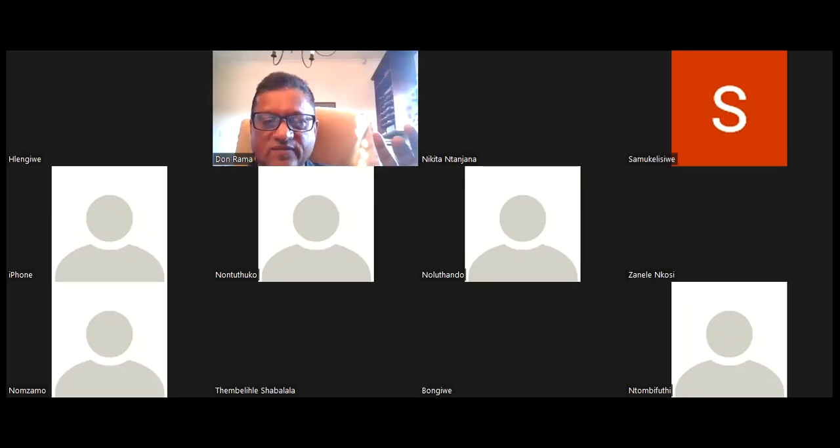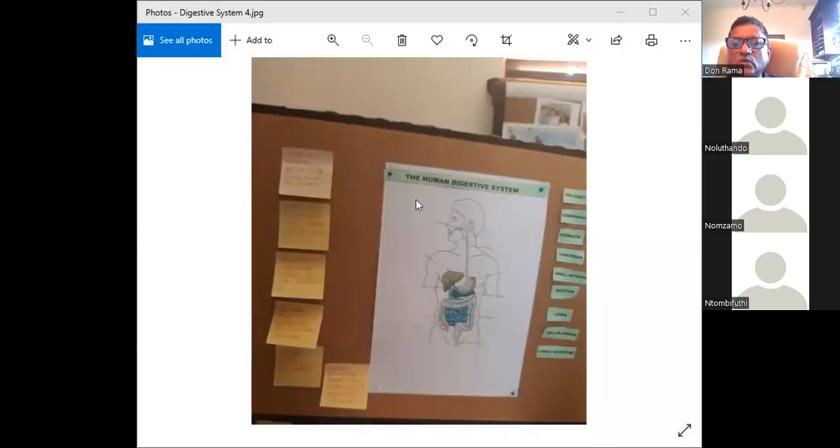You can go even further. The slips of yellow paper that you see on the side are the functions of each of these organs. So you can even create the functions and put the labels with the functions if you want to. So this is what we mean by an interactive chart.